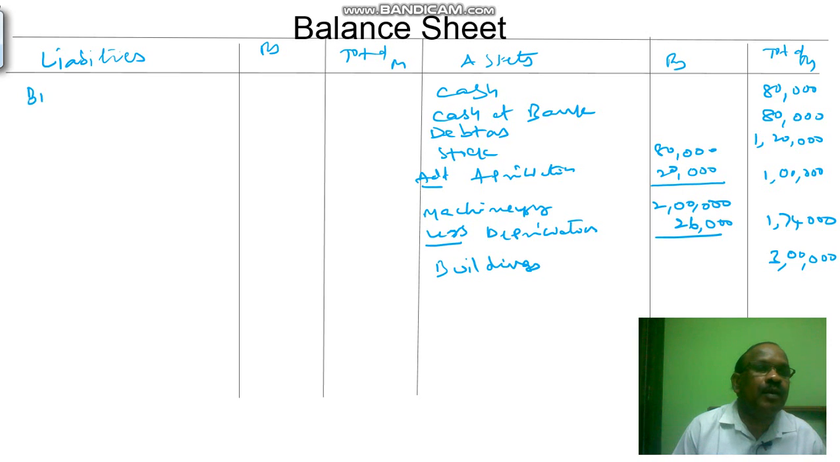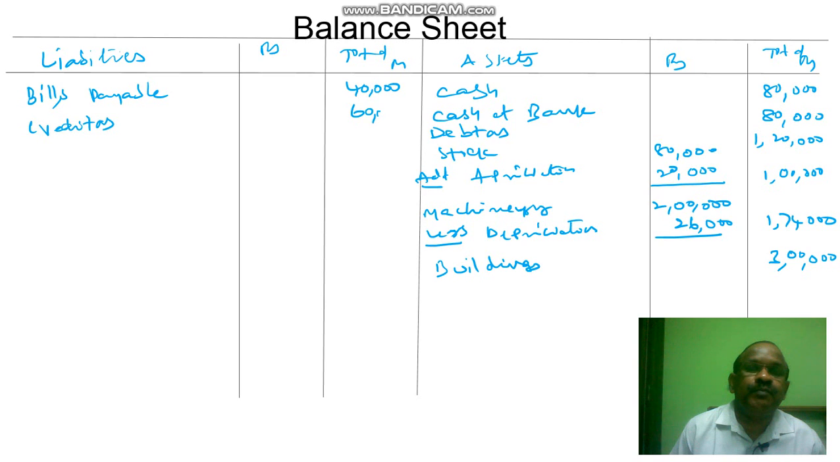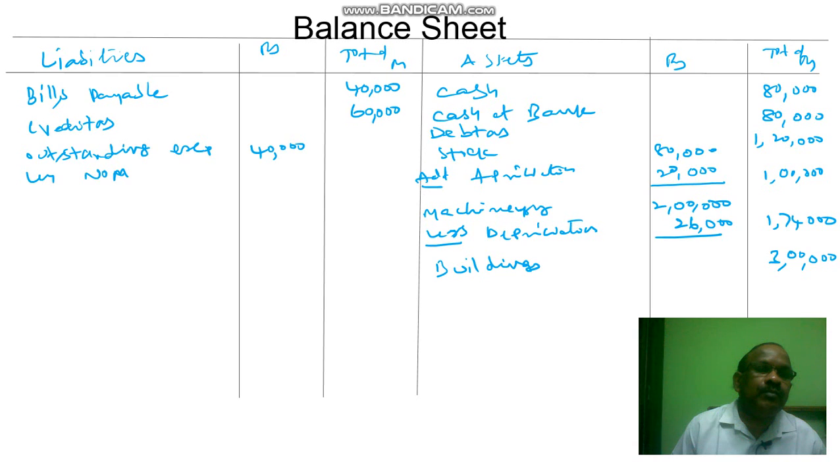Here the bills payable is 40,000. Creditors, here the creditors is 60,000. Outstanding expenses, here is 40,000 less no need to pay 10,000. So we are deducting that amount, 30,000. Next is capitals of the partners.